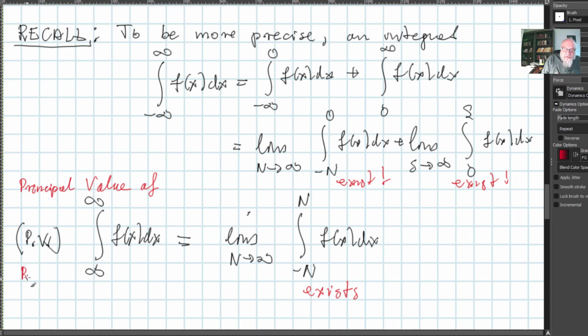Principal value in this case will be exactly the same as the value of this integral. But it may happen that the principal value is different, and there are examples of integrals which have principal values, we'll see some of them maybe here, some principal values which are finite, but the integral is divergent.